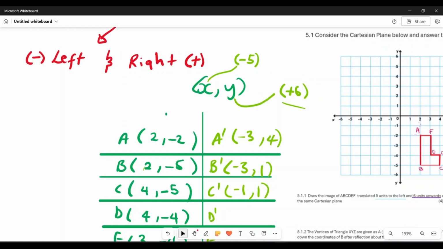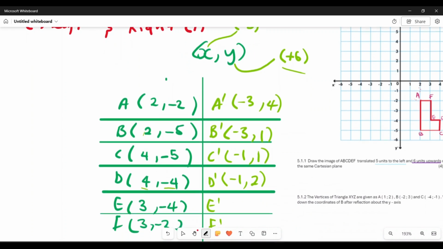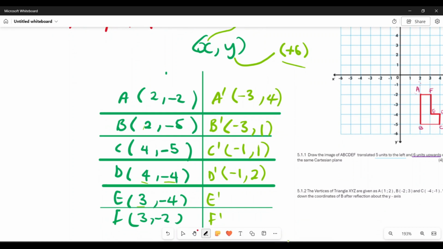Now for your D, if you minus 5 on your value of x, which is 4, this is going to become -1. And if you add 6 on your y value, which is -4, this is going to become +2. And for your E, your x value is 3. If you minus 5 on 3, your new x value is going to become -2. And your y value is -4. And if you add 6, this is going to become +2.